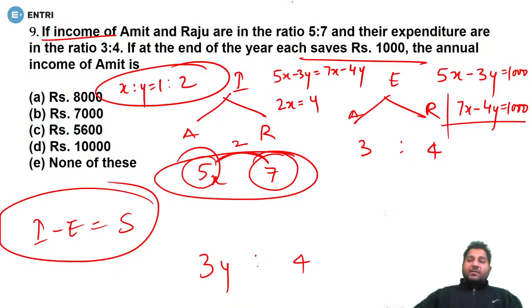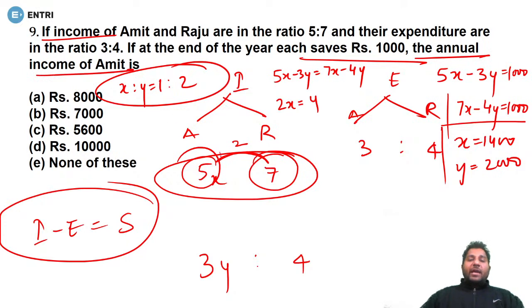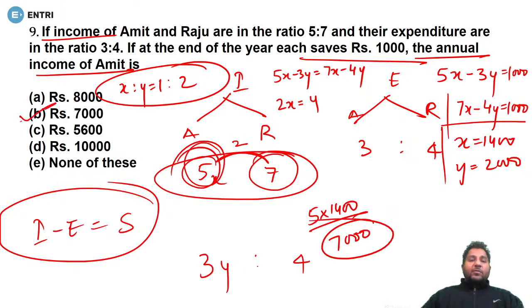When you solve these two equations, you will get the answer of x as 1400 and y as 2000. That means they are asking about the annual income of Amit. So the annual income of Amit is 5 into 1400. So it has to be 7,000. Okay, so your answer would be B, not D.